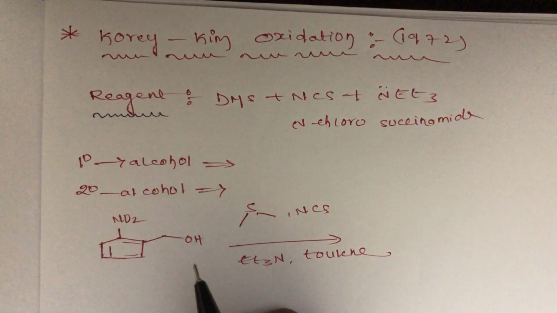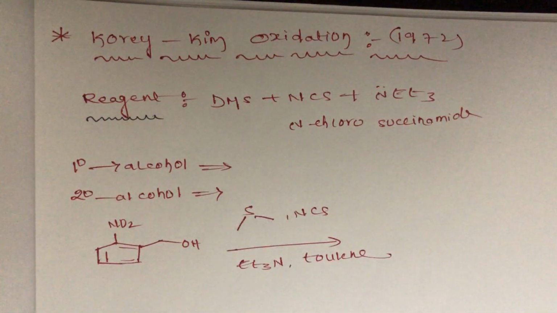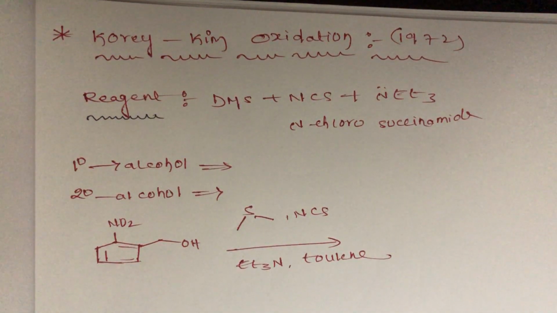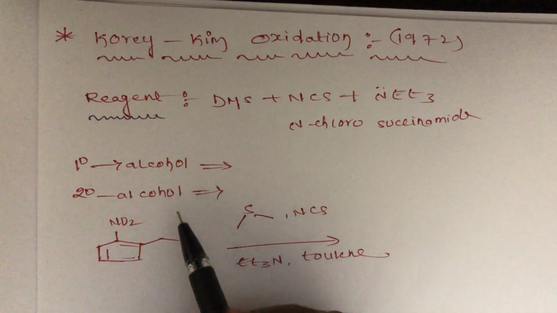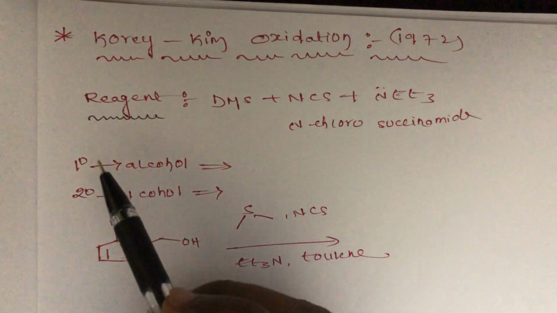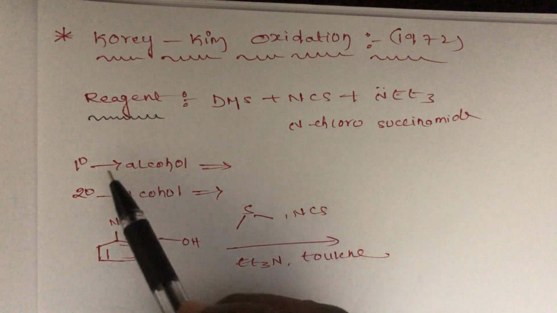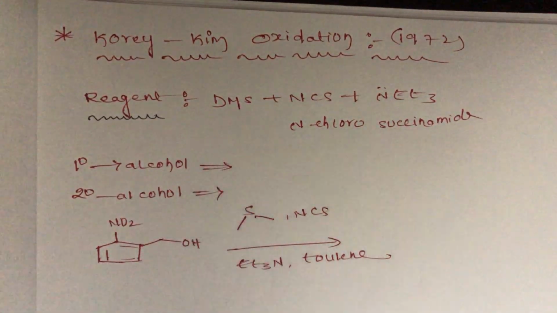In this video, I am going to explain the most important reagent, that is DMSO. Dimethyl sulfoxide is an oxidizing agent, right? So why are we using DMSO as an oxidizing agent? Here we are oxidizing primary alcohols to aldehydes and secondary alcohols to ketones.